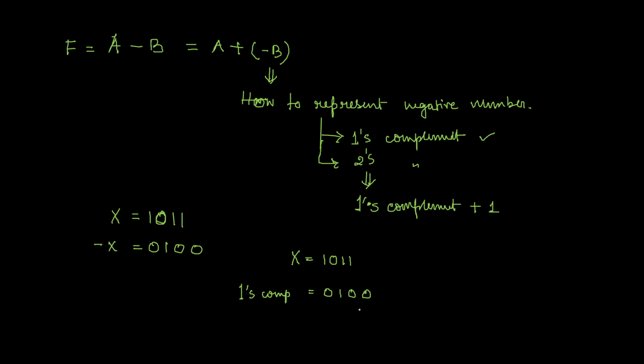Then we add a binary 1. The binary 1 means you can assume it is 1 in the rightmost bit, that is the LSB, and the other bits remain 0, so 0001. Now if you add them, you can do the addition very easily. 0 plus 1 is 1, carry is 0; the other bits are 0 with carry 0; and the result is 0101. So this is what two's complement is.